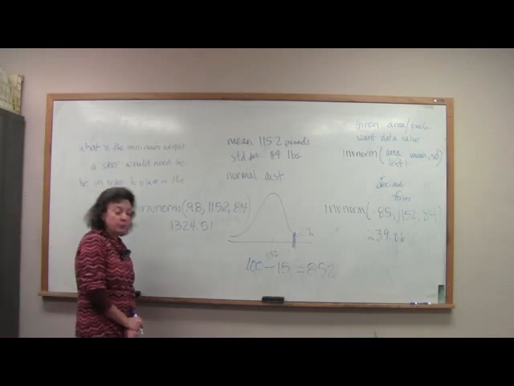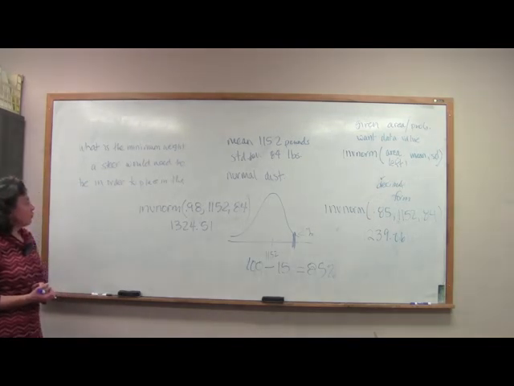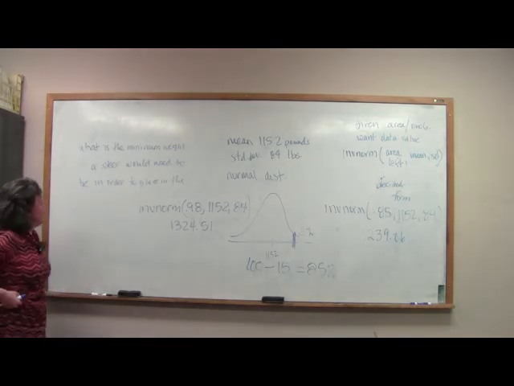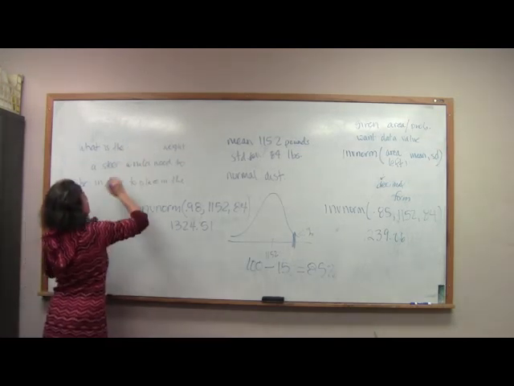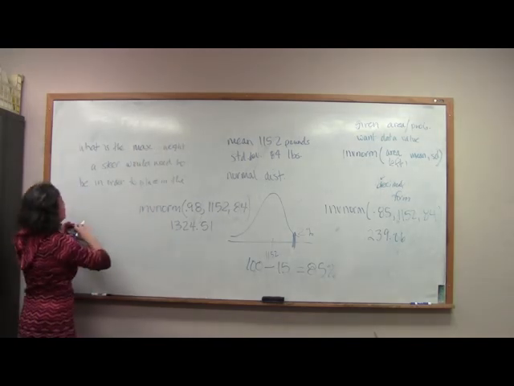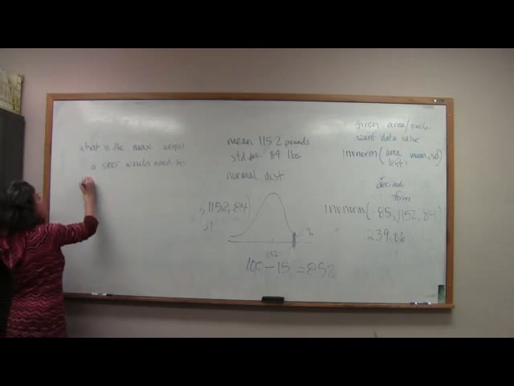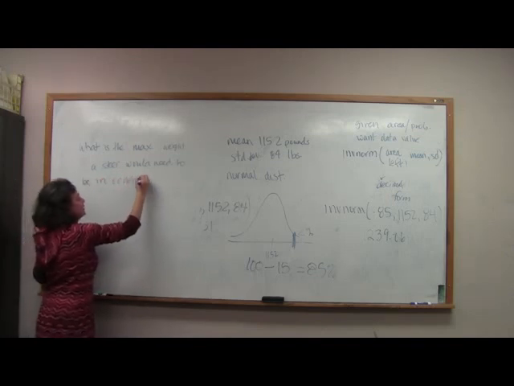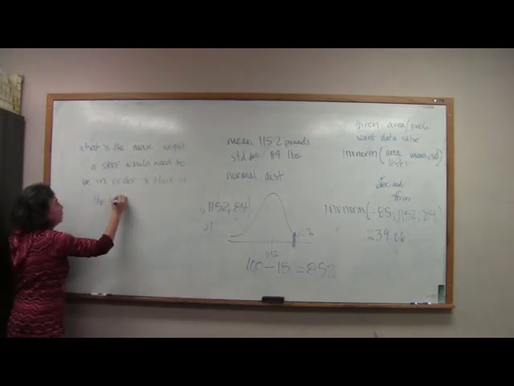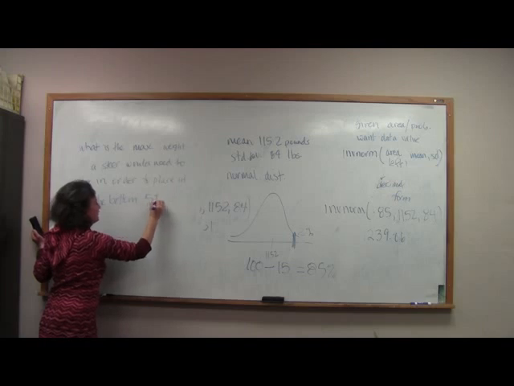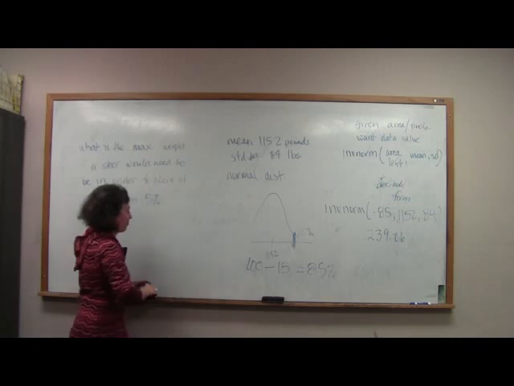All right, one more of these, just for completion purposes. What if I wanted to know what instead is the maximum weight a steer would have to be in order to place in the bottom 5%. Okay, what would he need to weigh now?